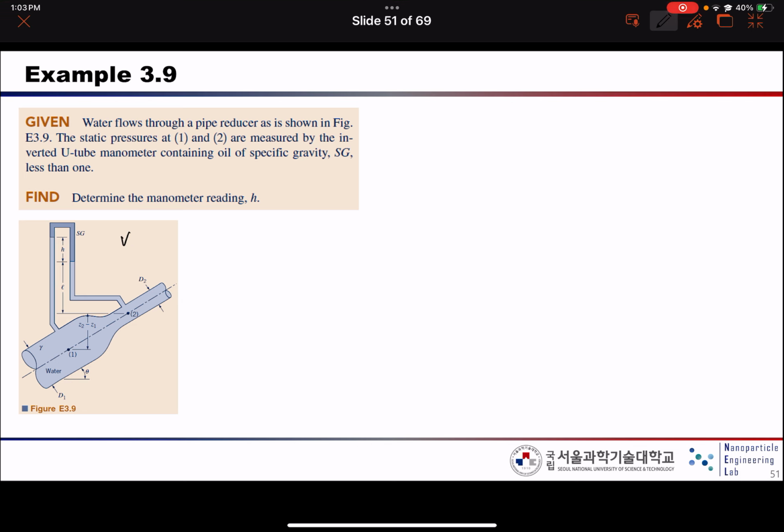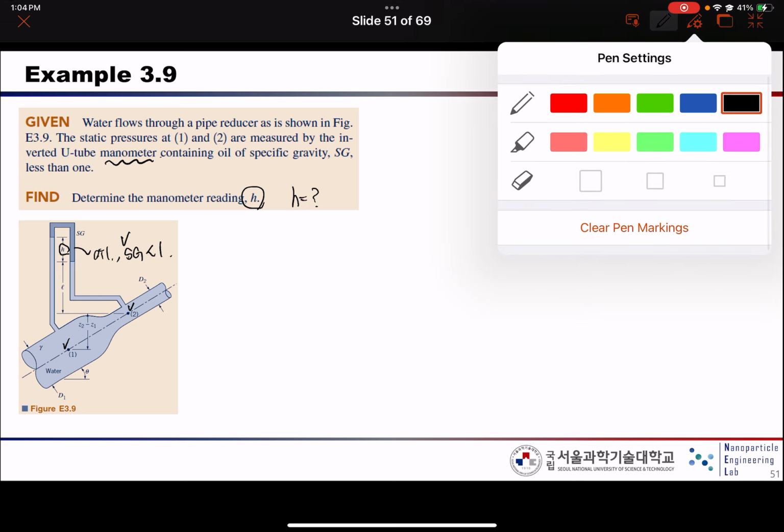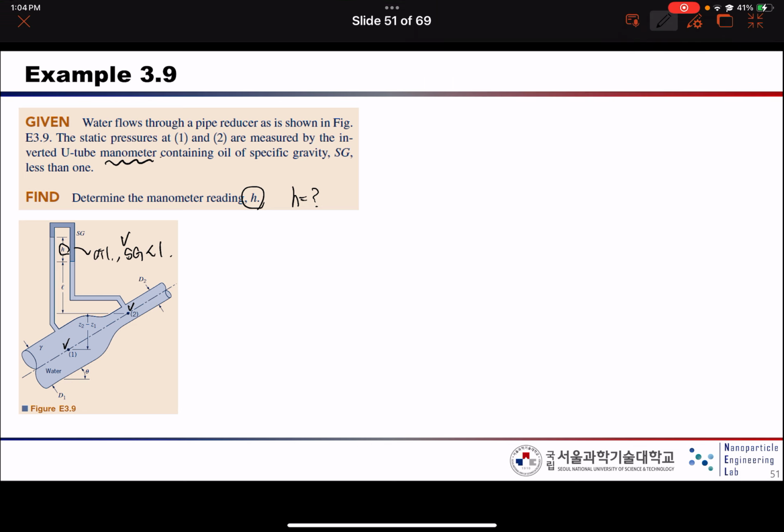3.9. So here are the static pressures 1 and 2 measured by a manometer containing oil. So basically this one is oil, so the specific gravity is less than 1. Okay, to determine the manometer reading H. So here, what is the H? We need to determine it. So first, to solve this problem, we need to use the Bernoulli equation, right?